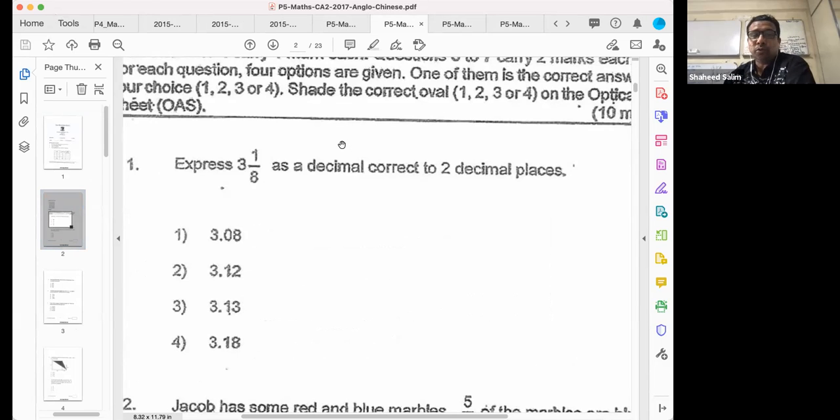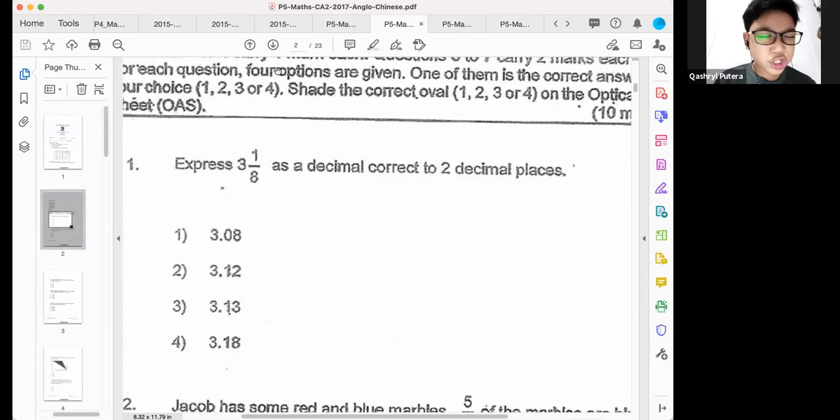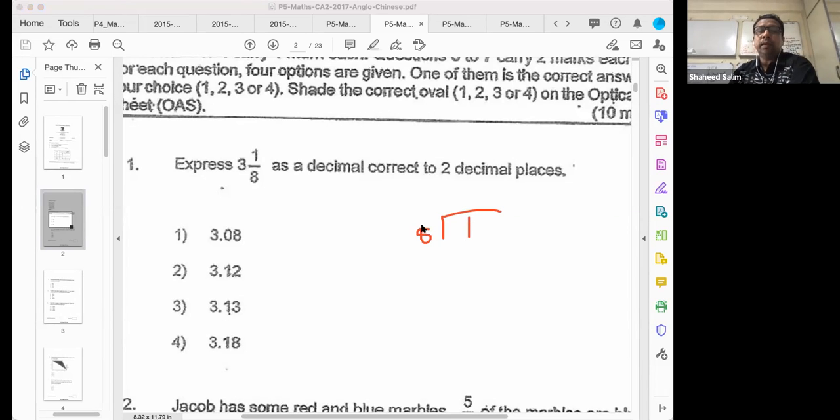Okay, come. 3 1/8. Convert to 2 decimal places and go. Those of you who are confused, just take 1 divided by 8. Then you find the answer.